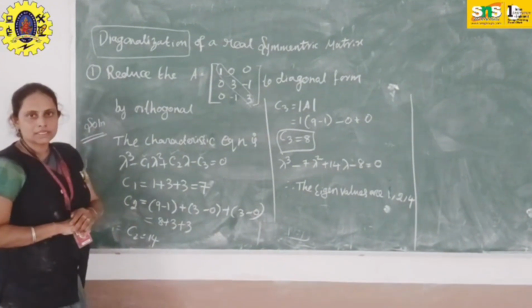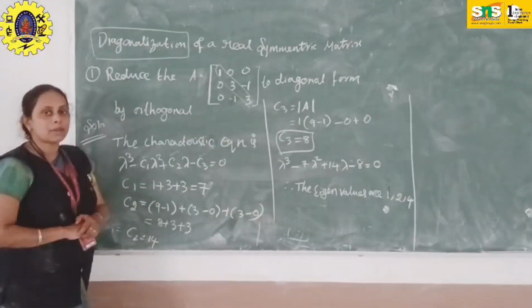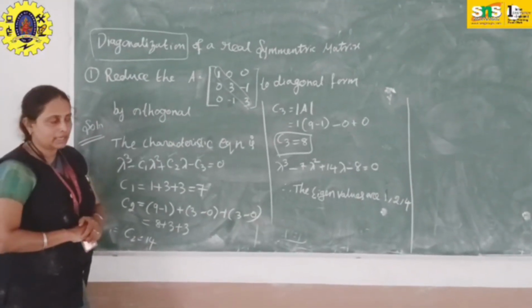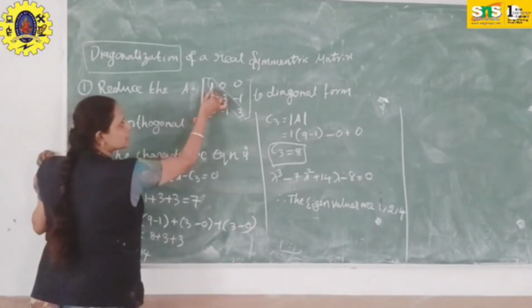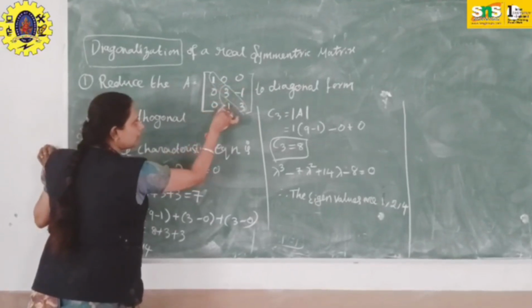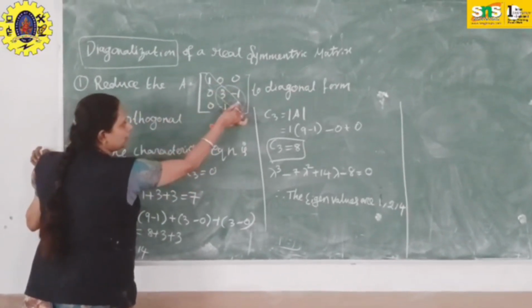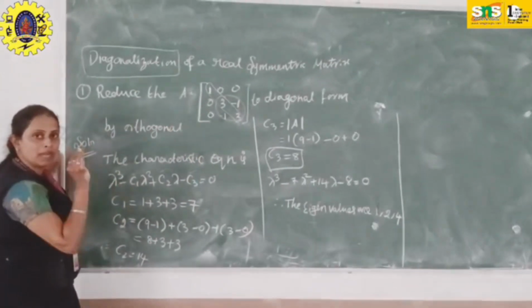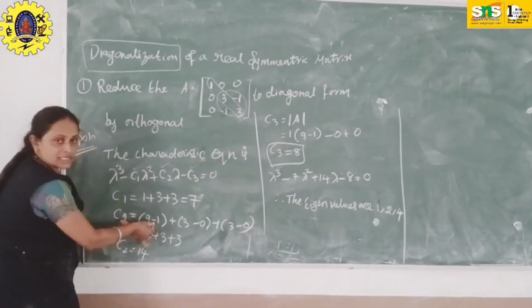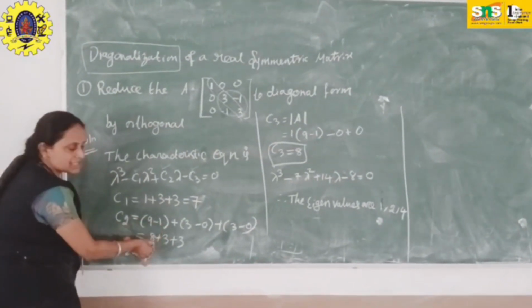Next, how can we find c2? C2 is the sum of the minors of the main diagonal elements. Leaving the first row and first column, we determine 3 into 3 is 9, minus into minus is plus, and the formula has a minus, so minus 1. So 9 minus 1 is 8.